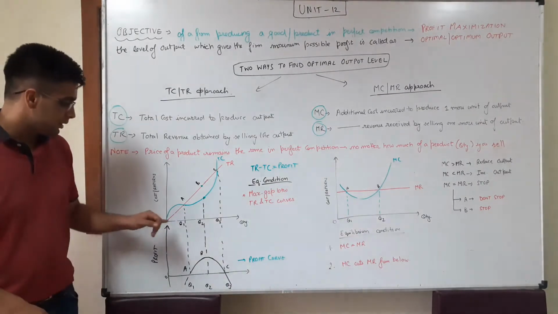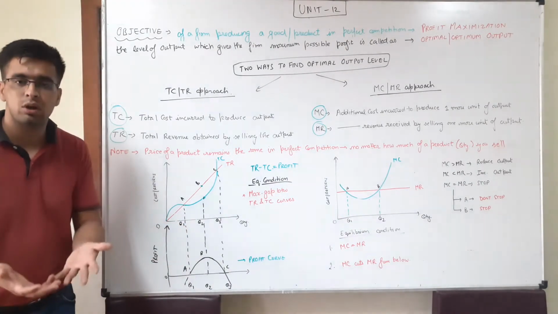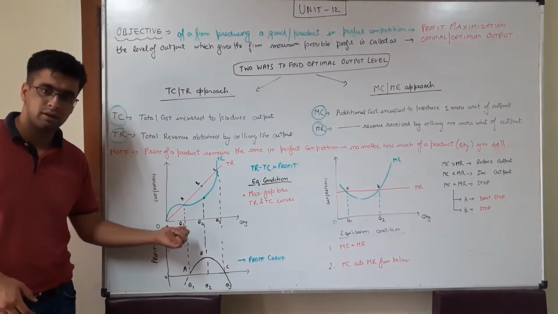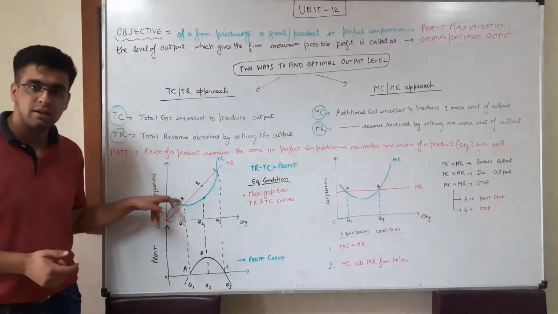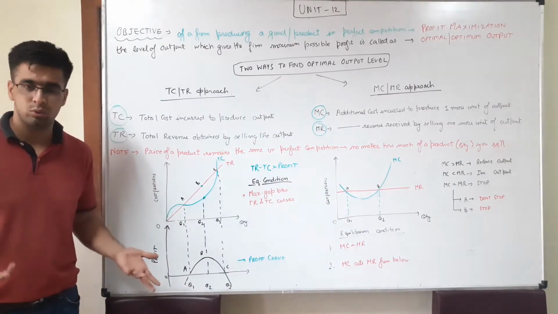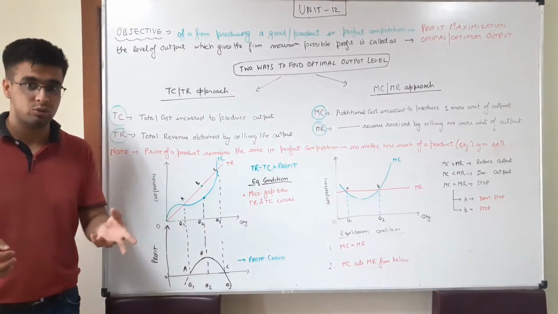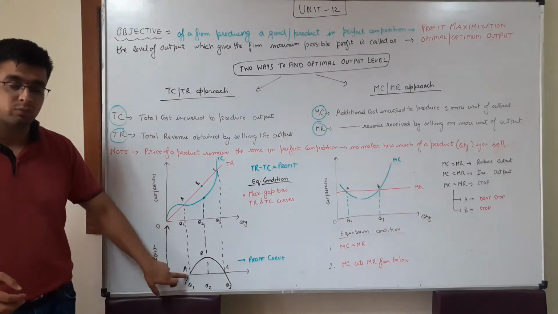Alright, then if you increase your output to OQ1, the point corresponding to this is A. At A, total cost is equal to total revenue, that means your profits are 0. You can see it here. At point A, the profits are 0.